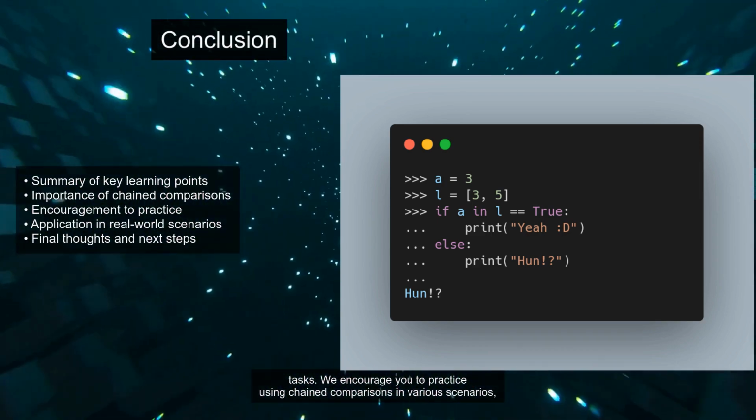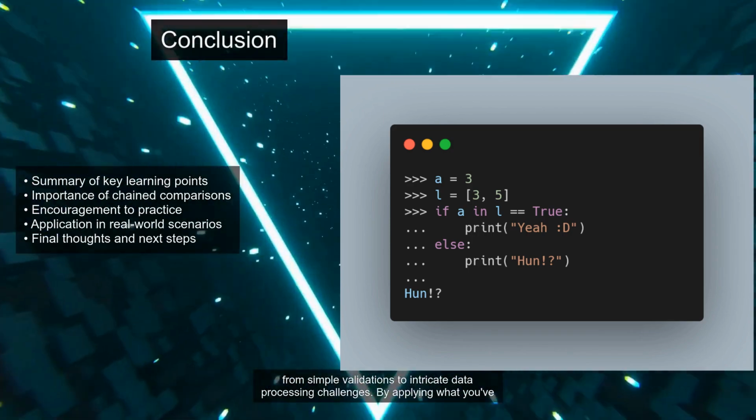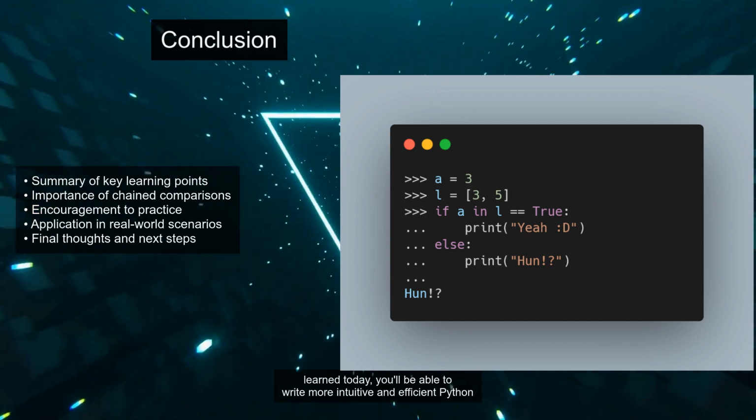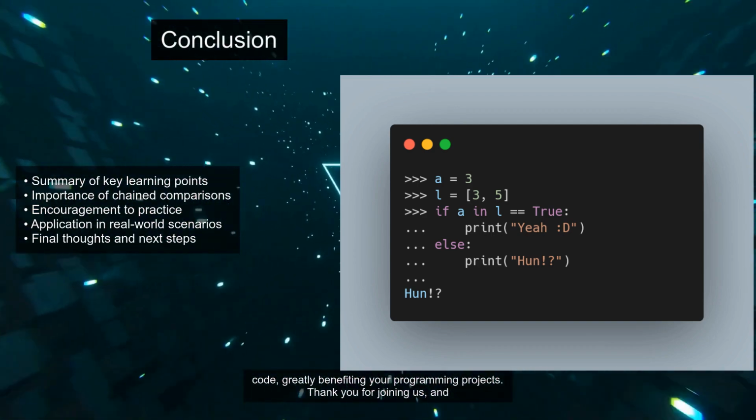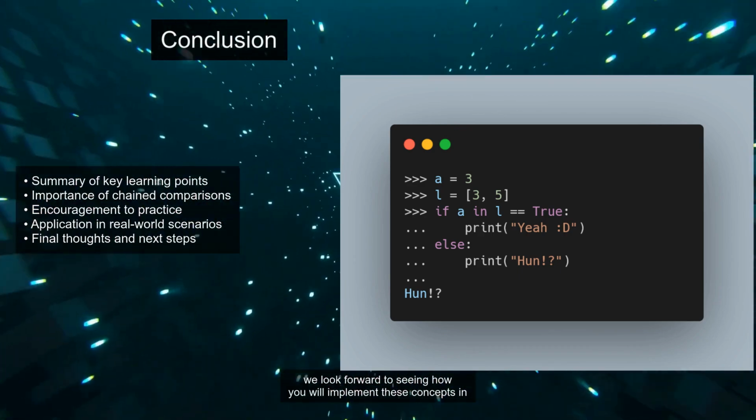This technique not only enhances code readability but also optimizes performance, making it a crucial tool for complex data processing tasks. We encourage you to practice using chain comparisons in various scenarios, from simple validations to intricate data processing challenges. By applying what you've learned today, you'll be able to write more intuitive and efficient Python code, greatly benefiting your programming projects.